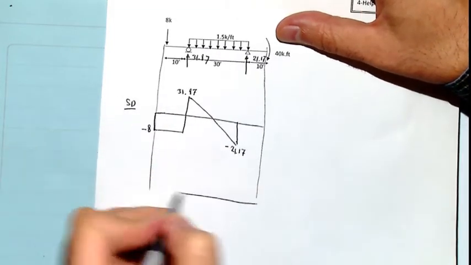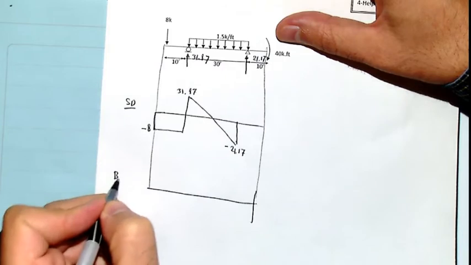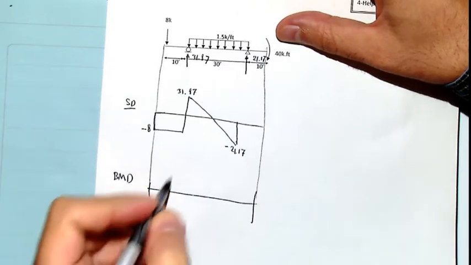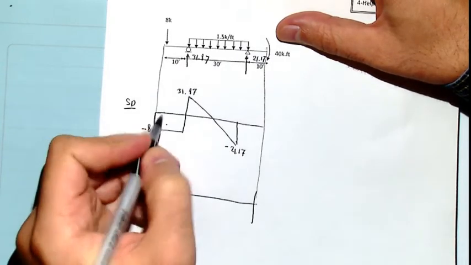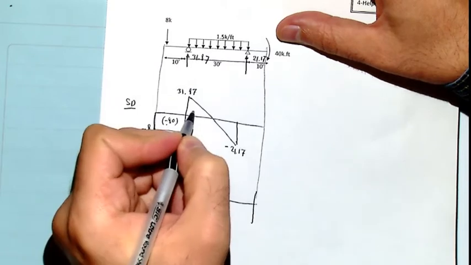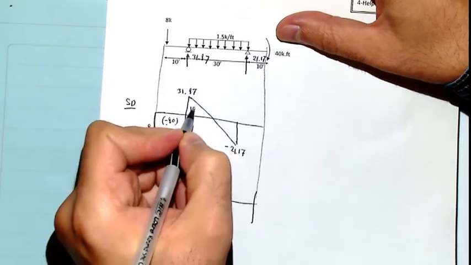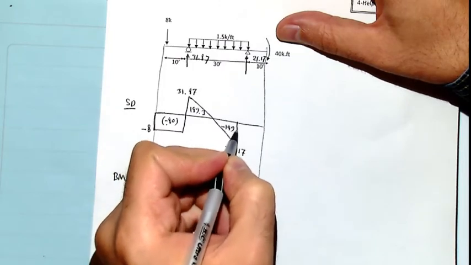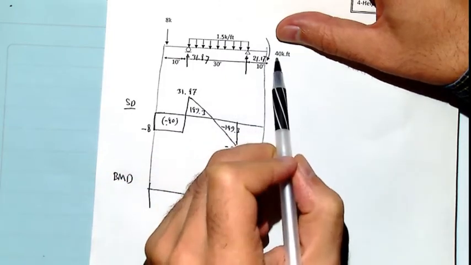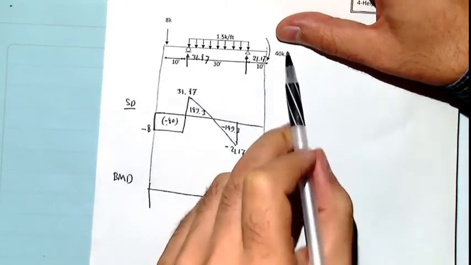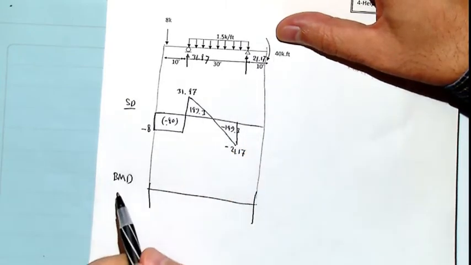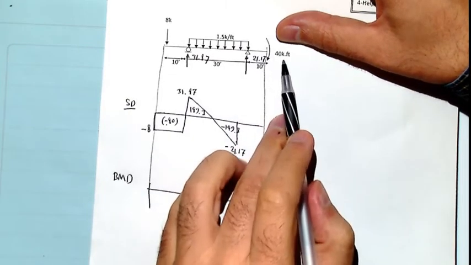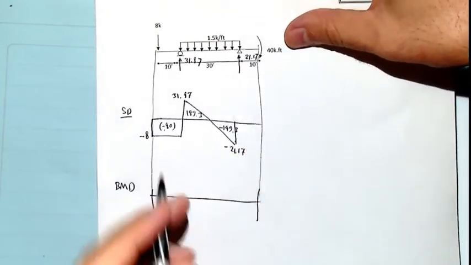Now for the bending moment diagram, it's very simple, and you know that you have to derive the areas. This area is minus 80, and this area is 189.3. This is minus 149.3. Don't forget we have a concentrated moment here, and now we have to consider this concentrated moment in my bending moment diagram.